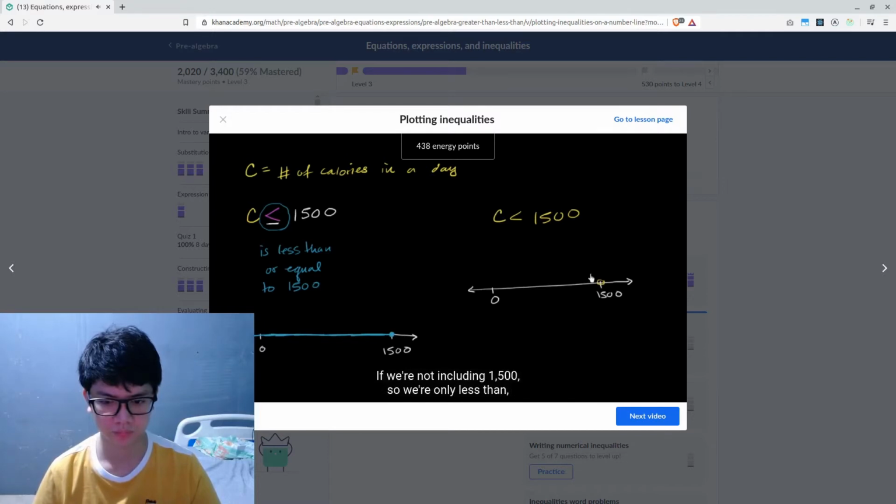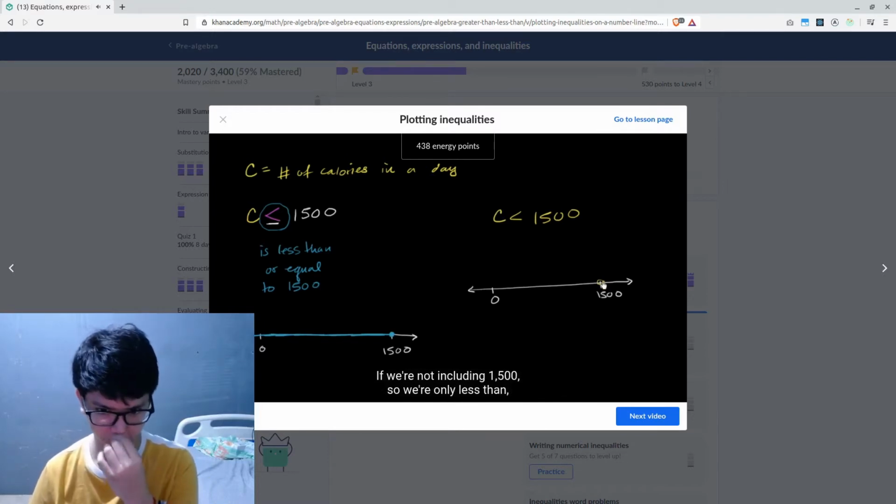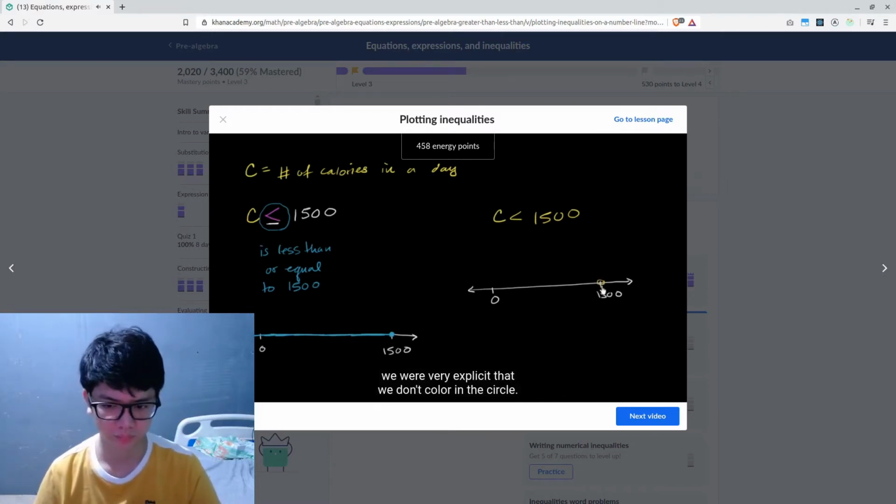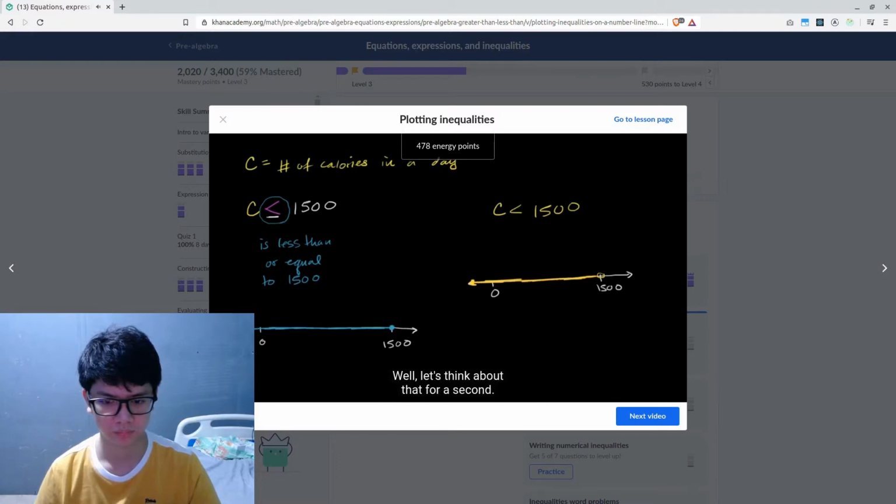If we're not including 1500, so we're only less than, we were very explicit that we don't color in the circle, but then we show that, look, we can do everything below that. Now, you're probably saying, okay, Sal, you did less than or equal. What if you wanted to do the other way around? What if you wanted to do greater than and greater than or equal? Well, let's think about that for a second.